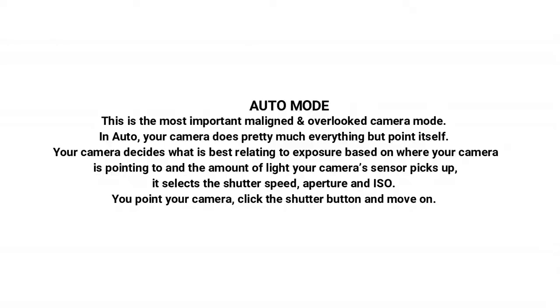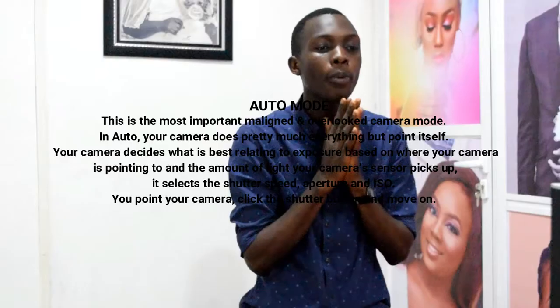So now we are moving to the modes at which the camera works. Now earlier we said the DSLR camera either comes in auto or manual settings, which can be done by the user, him or herself. So the auto mode, this is the most important, maligned and overlooked camera mode. In auto, your camera does pretty much everything but point itself.